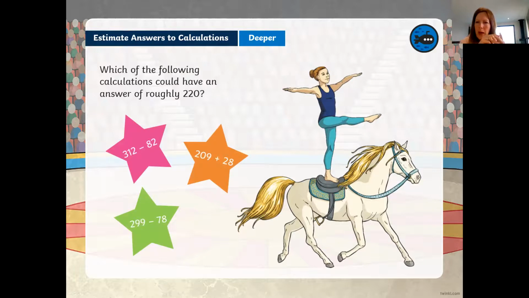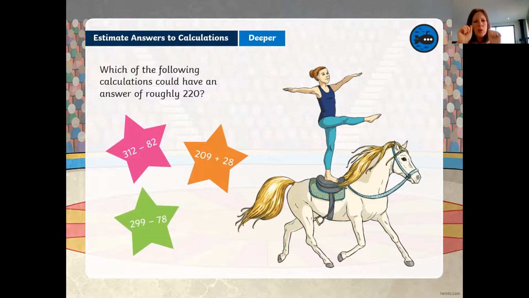If I count back in tens from 300: 300, 290, 280, 270, 260, 250, 240, 230. There are my 8 tens. So that's giving me roughly 230. I'm not sure that's going to be the one.